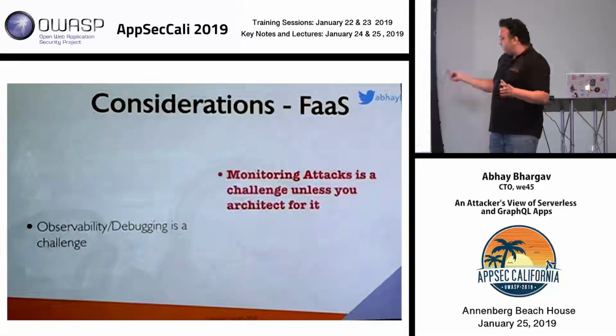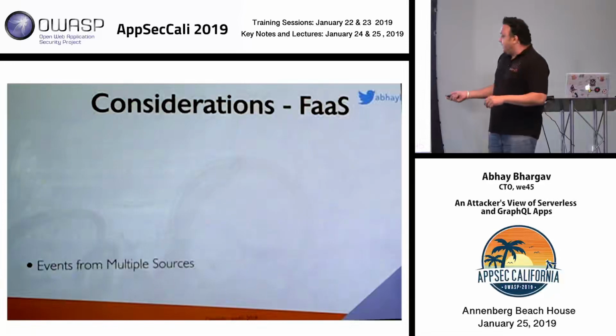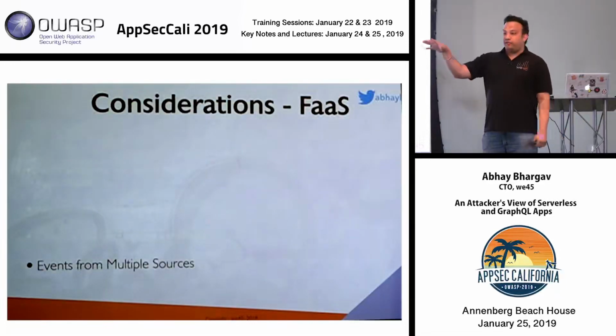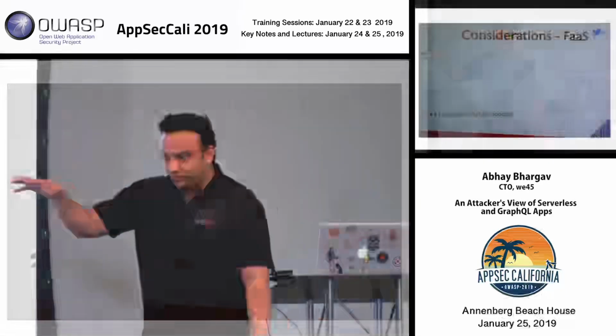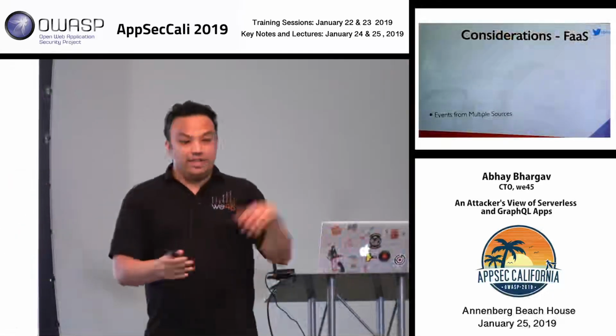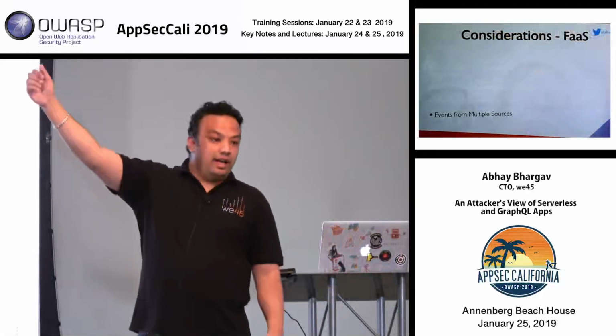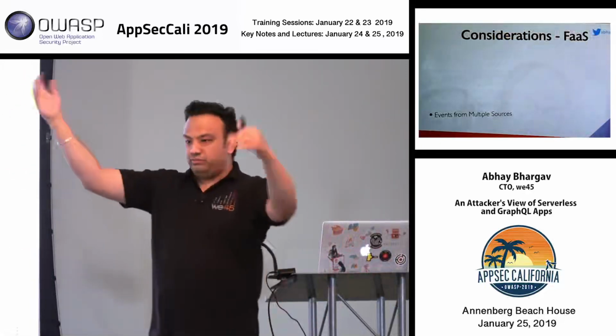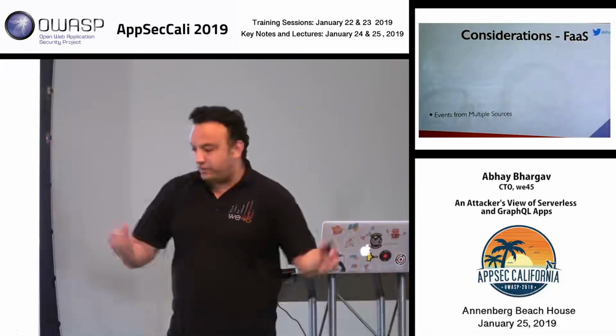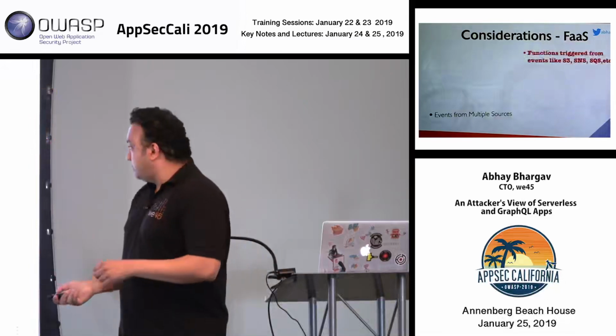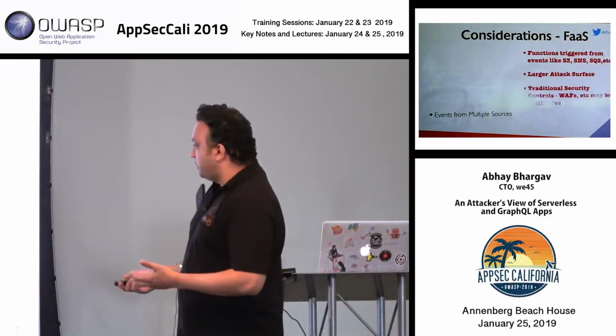Observability, I've already mentioned this. I'm going to move on. Sorry about that. And of course, you have events from multiple sources, which means that you can't just put a WAF in front of your API and forget about it, right? You have S3 triggering flaws. You have SQS events triggering flaws. You have events from various sources that might trigger flaws. So you have all of those security considerations to think about.